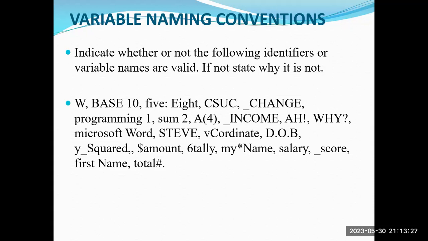Invalid. Wait. Invalid because of the colon. You said invalid because of what? The colon and the space. Yeah, they are special characters, so it makes it invalid.